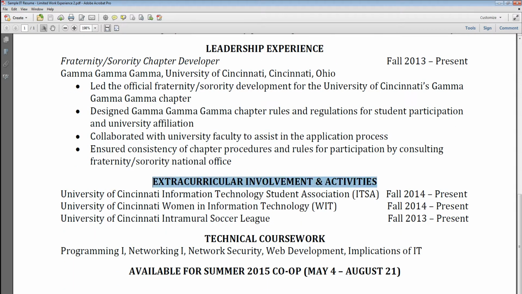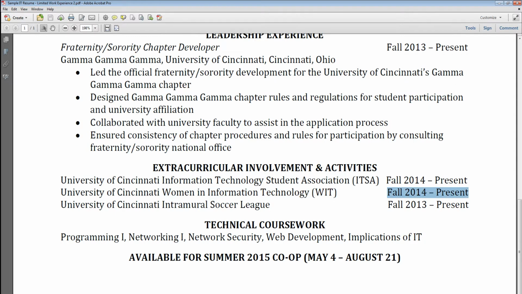Moving down, extracurricular activities and involvement. This individual is involved in ITSA, so the Information Technology Student Association. This is a great professional development organization for all IT students, and if you're not involved in it, I recommend getting involved because it does stand out to our employers, and they like seeing those students that are really fully invested in furthering themselves professionally, and this is one association you can be a part of to do that. So we've listed ITSA, and again, right alignment in terms of dates that you've actually been a part of this. WIT, so the Women in Technology organization as well, you can list that. Again, right alignment in terms of dates.